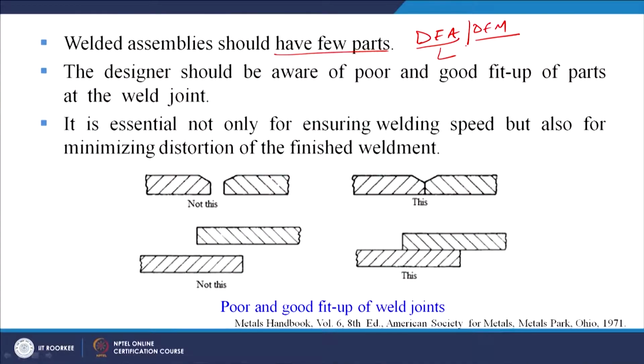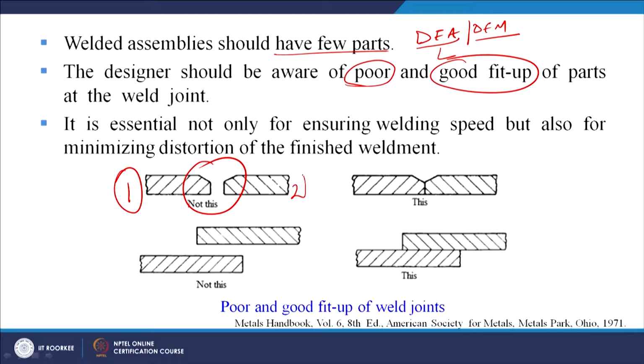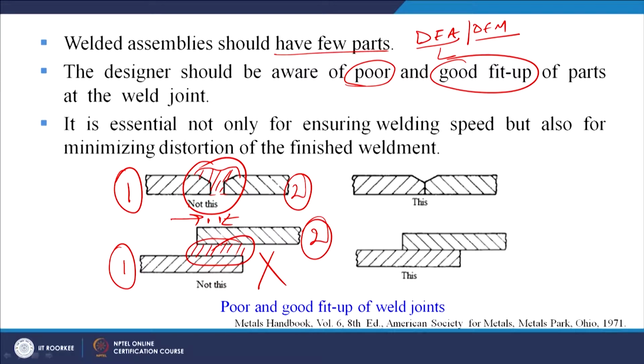The designer should be aware of poor and good fit up of parts at the weld joint. Examples of poor fit up and good fit up are given. This is a poor fit up. These are the two parts that have to be joined together, 1 and 2, and this is the place where we plan to deposit our weld bead or do the welding. So this is poor fit up, a lot of gap is there between the two parts to be joined together. So this is not recommended. Similarly, you see there is a lot of gap here when we want to do the welding. This is also not recommended. This is part number 1, this is part number 2. So these two parts have to be joined together.